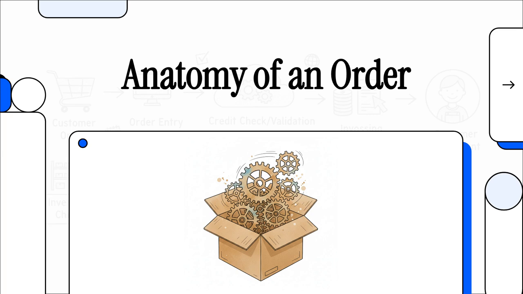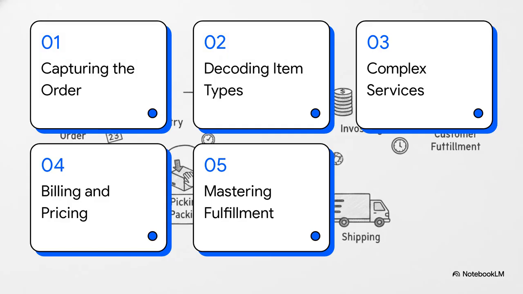We're going to break down the true anatomy of an order in Oracle Order Management, exploring exactly how different item types, intricate pricing rules, and fulfillment engines all work together in perfect harmony. Okay, let's dive into this mental roadmap and build our understanding from the ground up. We'll start with capturing the order, move to decoding item types, explore complex services and subscriptions, navigate billing and pricing, and finally wrap up with mastering fulfillment orchestration.